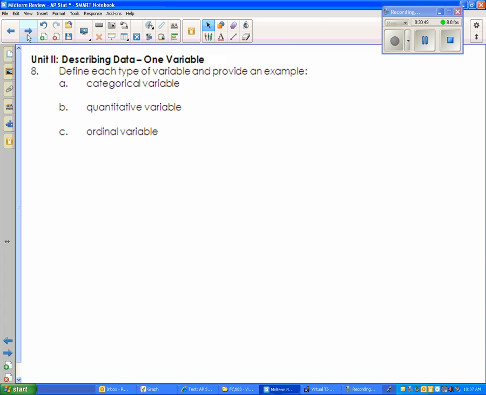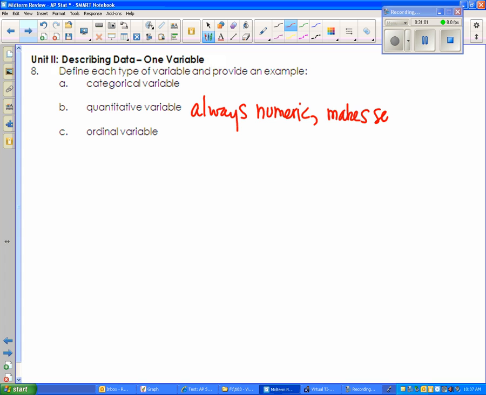A quantitative variable is always numeric. I will write that. Always numeric. And it makes sense to perform operations like averages and standard deviations.